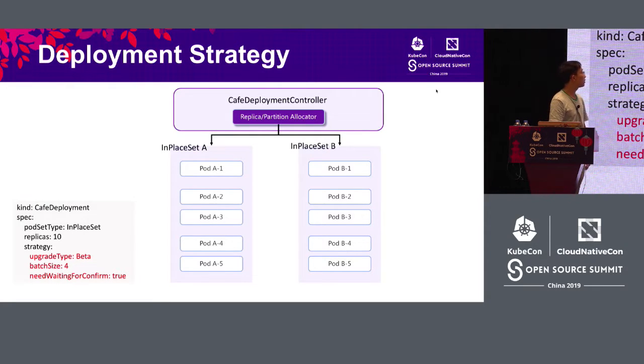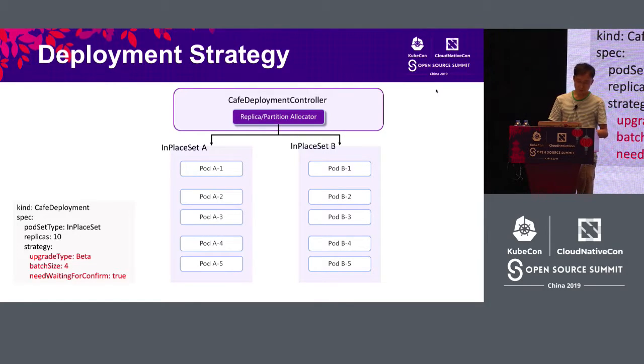Next, I would like to present the features of cafe deployment. Number 1 is the deployment strategy. I will give you a simple example. There's a cafe deployment, and there are 2 data centers connected, and we have in-place set A and in-place set B.